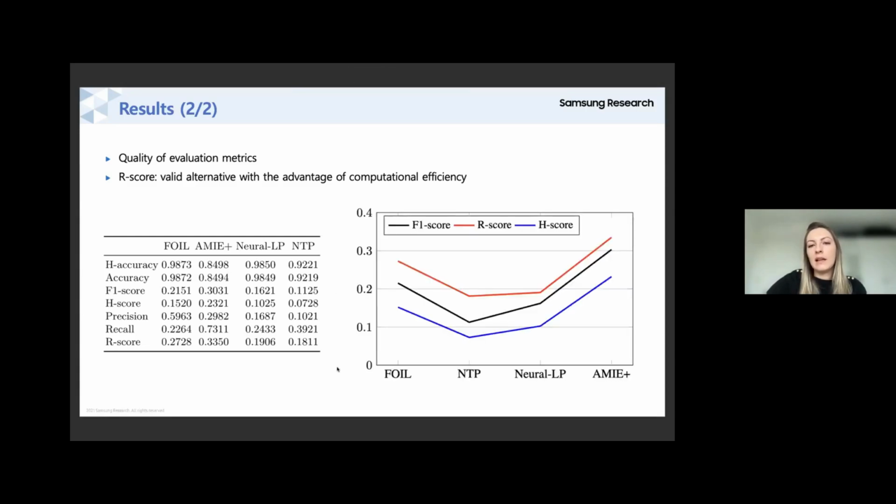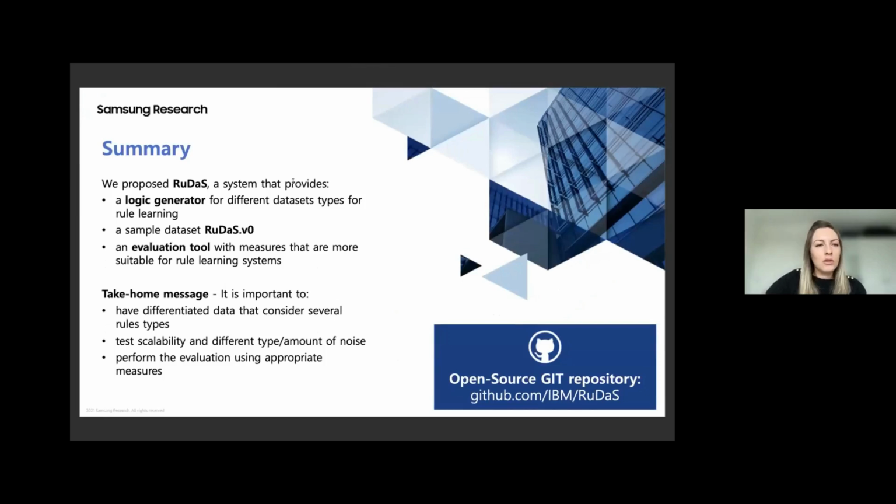And finally, the last result is that we want to see how this R score, which does not consider the facts in the dataset and the constants, but only considers the rules that are induced, performs. We can see that it behaves very well and is very similar to the F1 score and the H score. It has the advantage of computational efficiency because it does not require running the whole program. So, this concludes my talk.